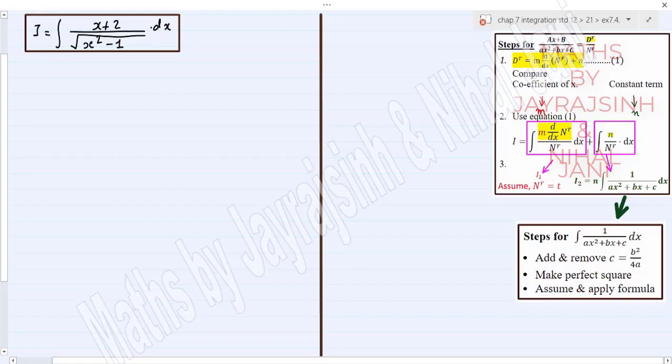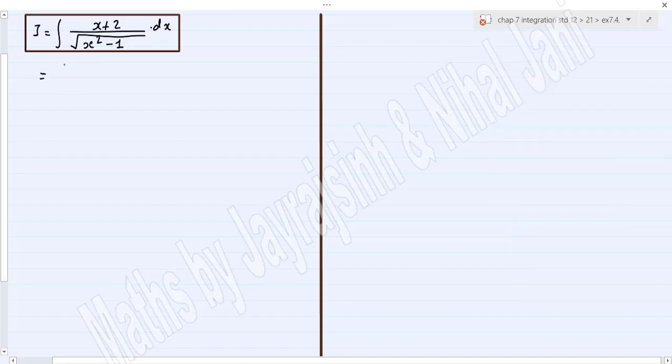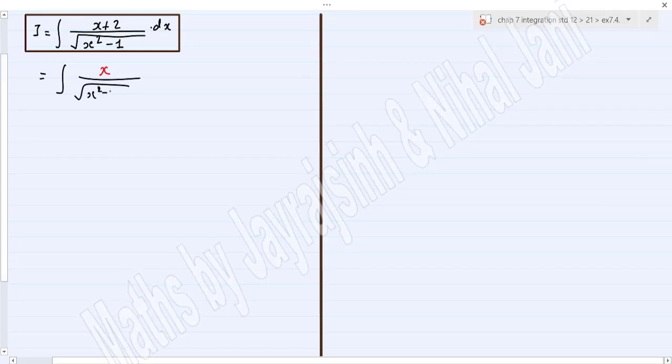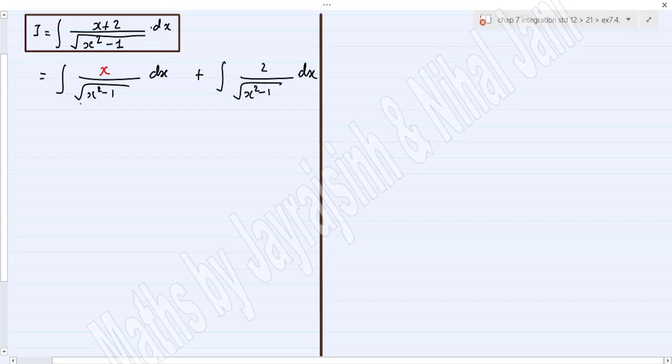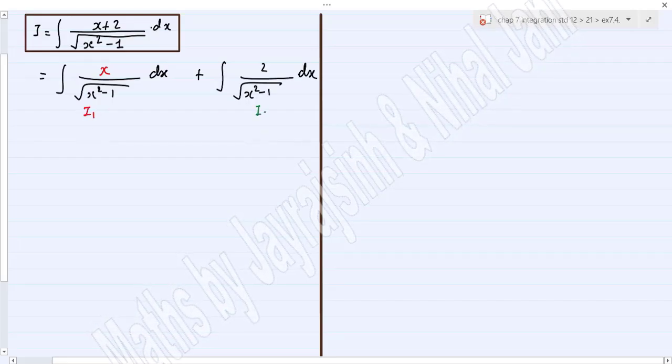Here we have to integrate x plus 2 upon under root of x square minus 1. Just split the terms. So you'll get x upon under root of x square minus 1 plus 2 upon under root of x square minus 1. Right? Now, let's say your first term is I1 and second term is I2.